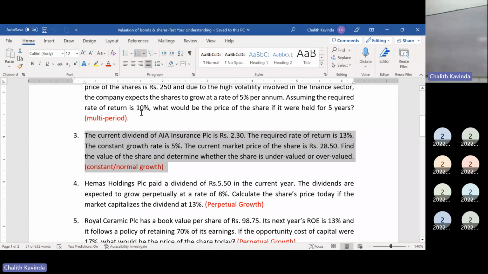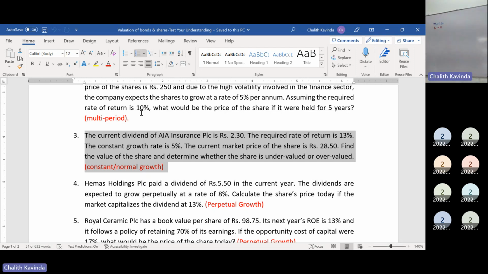Here it says the current dividend of AIA insurance is 2.3. So the current dividend of this particular company, dividend 0, is equal to 2.3 rupees. The required rate of return is 13%. That is cost of capital, or we could say cost of equity for the moment.